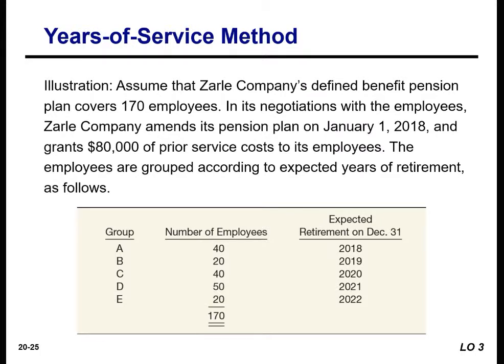So to illustrate, we're going to use Zorro Company again. And we're going to assume that Zorro Company's defined benefit pension plan covers 170 employees. In its negotiation with the employees, they amend the pension plan on January 1st. And then they grant $80,000 of prior service costs to those employees. The employees are grouped according to their expected years of retirement. So we have each group, the amount of employees, and their expected retirement year.